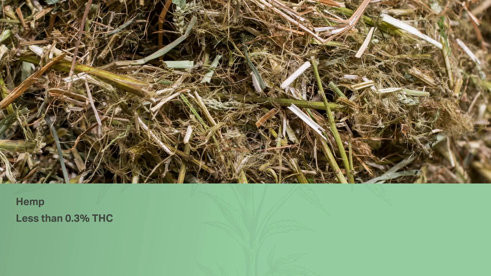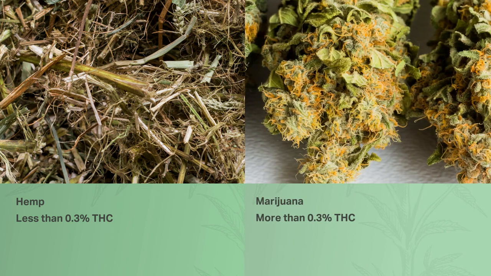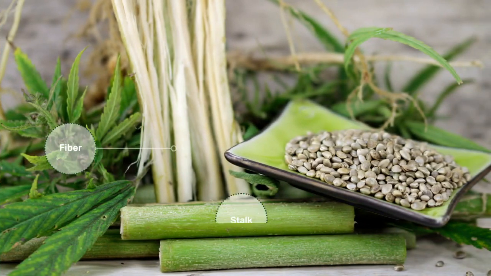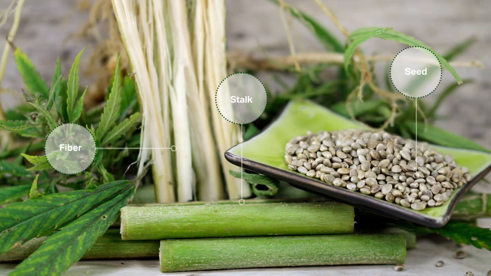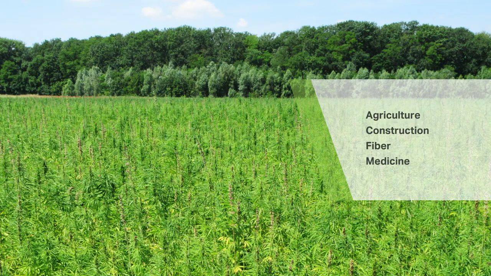The major difference is the THC content of the plant. Legally, if there is less than 0.3% of THC found in a dry weight of the plant, this type of plant is considered hemp, and anything above that, the plant is considered and regulated as marijuana. Hemp is typically described as fiber, stalk, and seeds taken from the cannabis plant, and it's been long utilized for all kinds of production in agriculture, construction, fiber, and medicine.